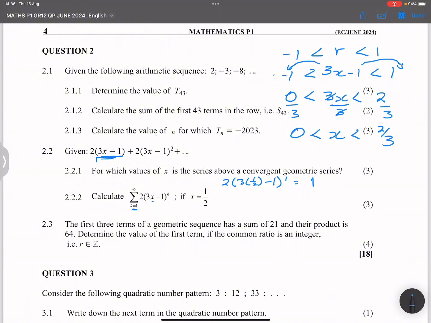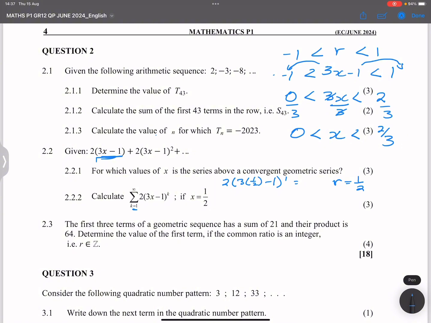And what is our r value? The next term will have k as exponent 2, so our r value will simply be 3x minus 1. Remember, because x is 1 over 2, your r value is 1 over 2. If you substitute 1 over 2 there, you get 3 times 1 over 2, which is 3 over 2 minus 1, and that will give us 1 over 2.